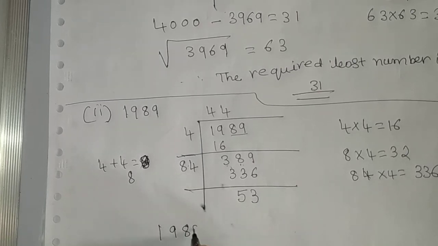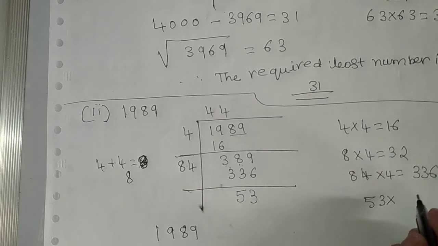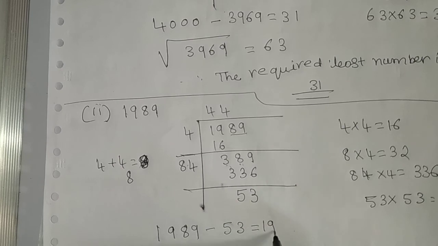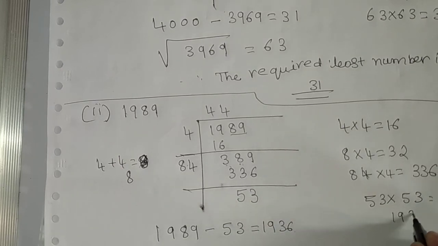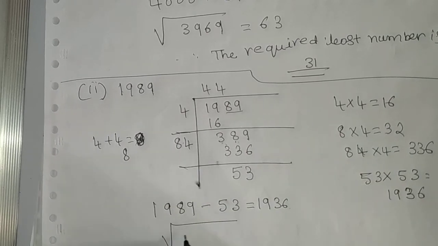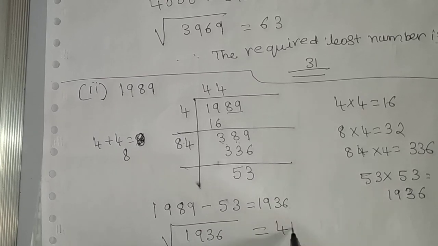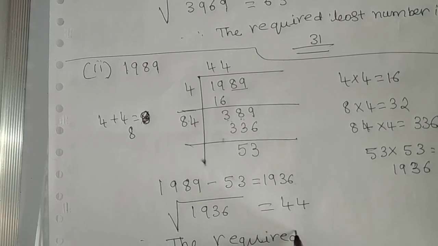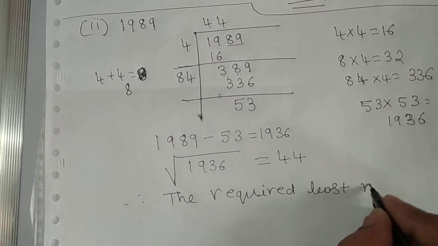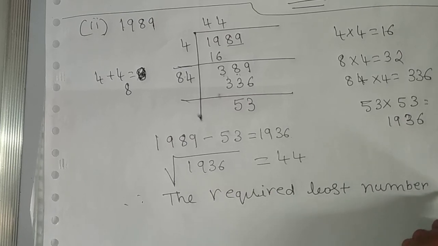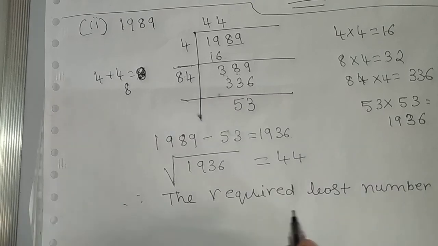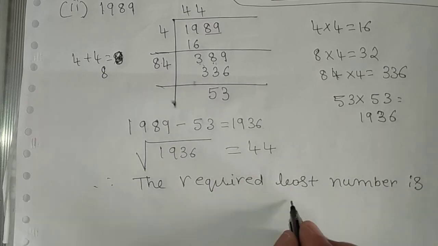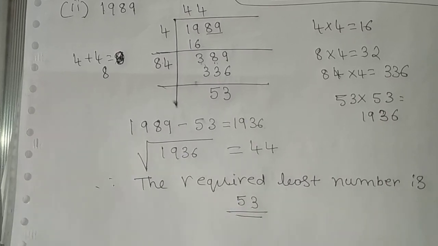Therefore we have 1989, that is 53 into 53. How much we get? That is 1936. So this is 53 into 53 is 1936. Therefore square root of 1936 is equal to 44. So therefore the required least number is... this is also not a perfect square. All these five problems don't have a perfect square, so we just have to find out how much difference is needed to get a perfect square. So here the required least number is how much? 53. So this is the solution for the third and the fourth problem.